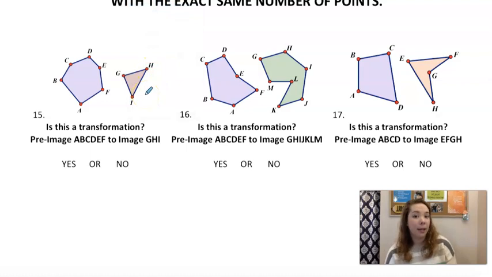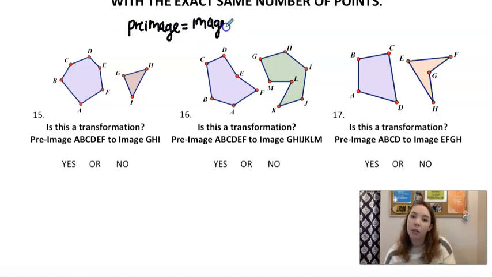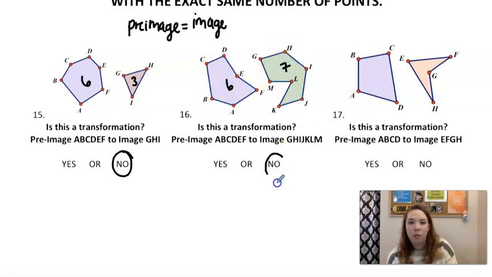if it's a mapping, pre-image just needs to have greater than or equal to the number of points as your image. But for a transformation, they have to be the same. So pre-image has to be equal to image. So here we have 1, 2, 3, 4, 5, 6 to 3. That is not a transformation. They have to be the same. 1, 2, 3, 4, 5, 6. 1, 2, 3, 4, 5, 6, 7. So no, still not the same. 4 to 4. So that would be a yes.